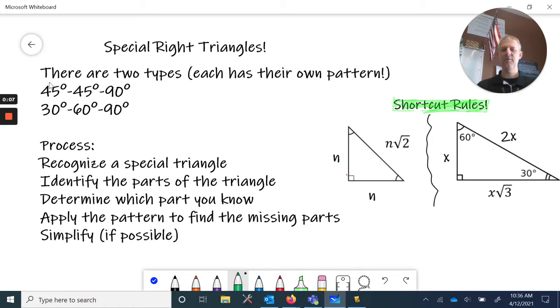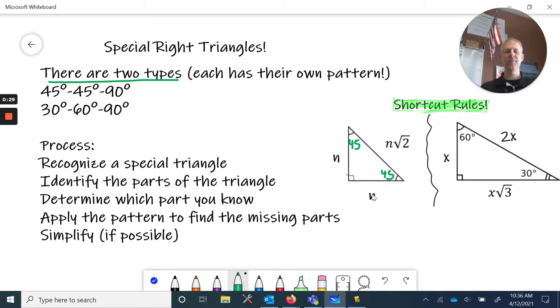There are two types of special right triangles, the 45-45-90 and the 30-60-90. These names refer to the angle measures within the triangle. The 45-45-90, as you can see I'm drawing on here, is an isosceles right triangle because two sides are the same length, the ones across from the 45s.